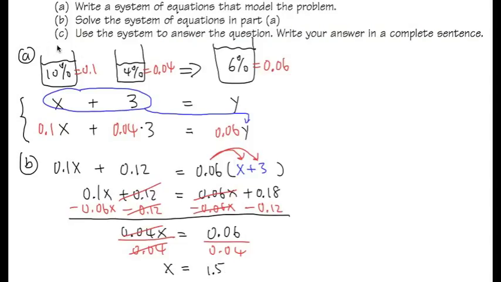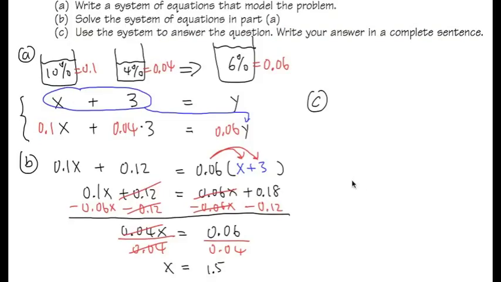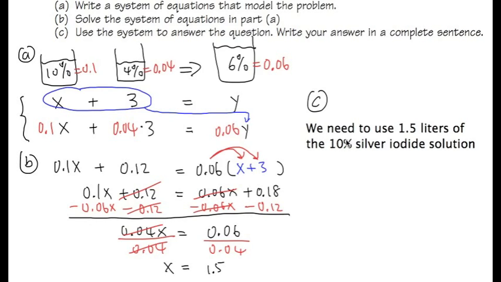And for the last part, we're just going to write our answer in a complete sentence. So for part C, we have to answer what the 1.5 means. The 1.5 means we have to use 1.5 liters for the 10% solution. And let me put this down in words for you guys. We need to use 1.5 liters of the 10% silver iodine solution to complete this procedure.